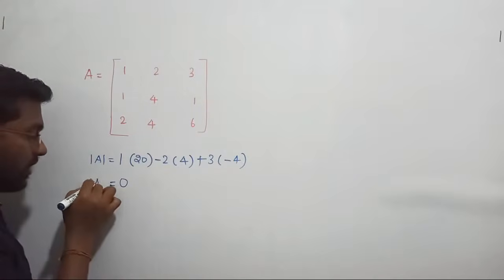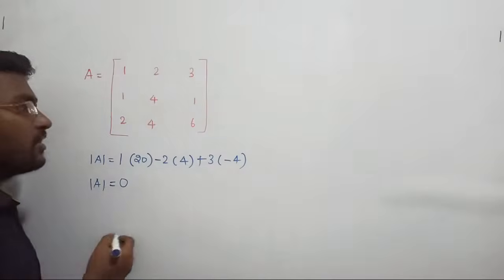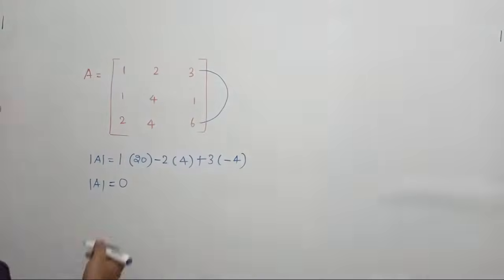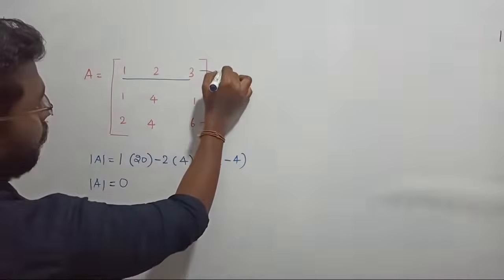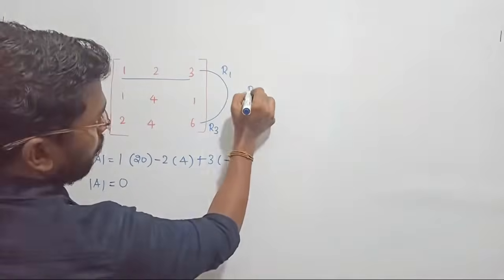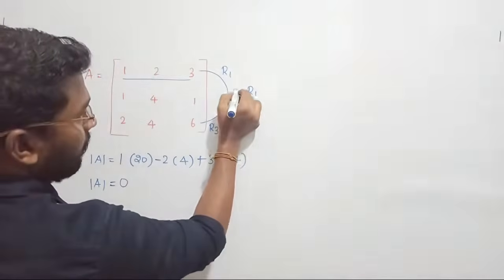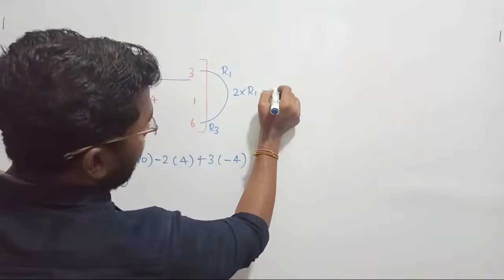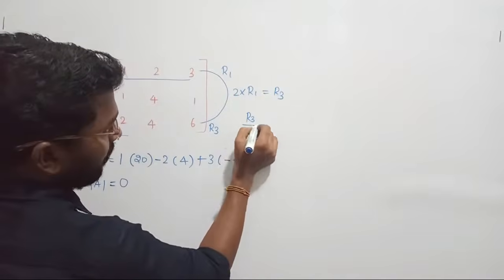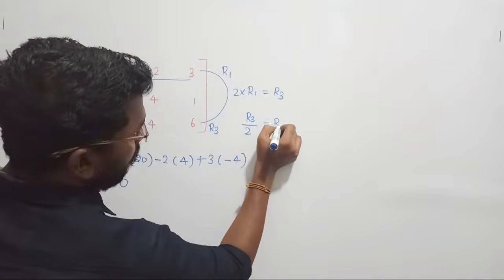Sir, why will this determinant become 0? Because I found two dependent rows. Did you notice? This is row number 1 and this is row number 3. If I take row number 1 and simply multiply it by 2, then I will get R3. Or if I simply take R3 and divide it by 2, then I will get row number R1.